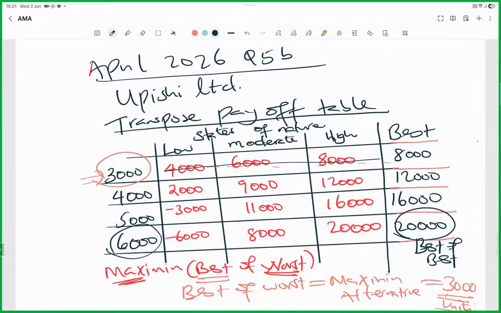Kindly do me a favor, go to Roman 2, calculate expected monetary value for each decision alternative and identify the best decision. So now they're getting expected monetary value for each decision.